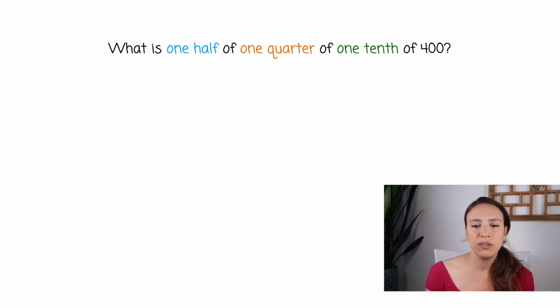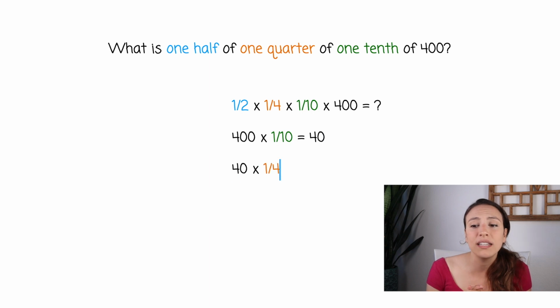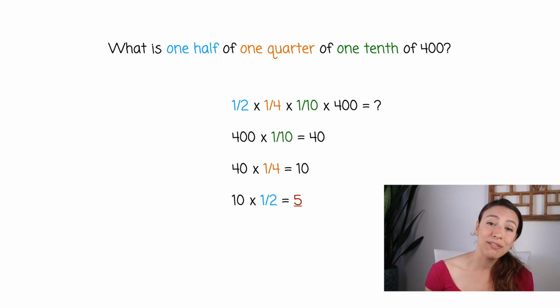So what I would do is write out 1/2 times 1/4 times 1/10 times 400. You could do this step by step in your head and say, okay, 1/10 of 400. Well, I move the decimal place over 1, so that's 40. And then I need 1/4 of that, so that's 10. And then I need 1/2 of that, so the answer would be 5.